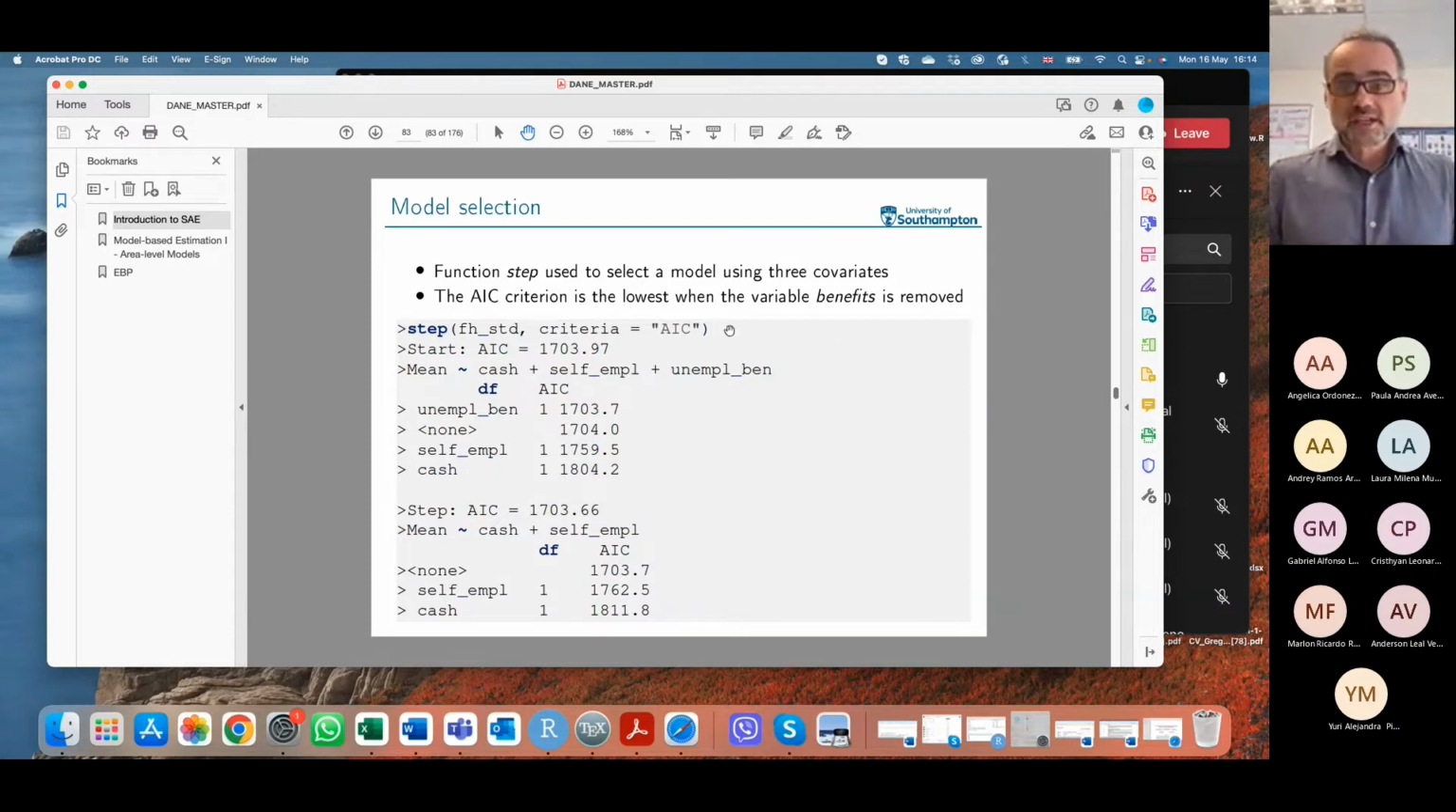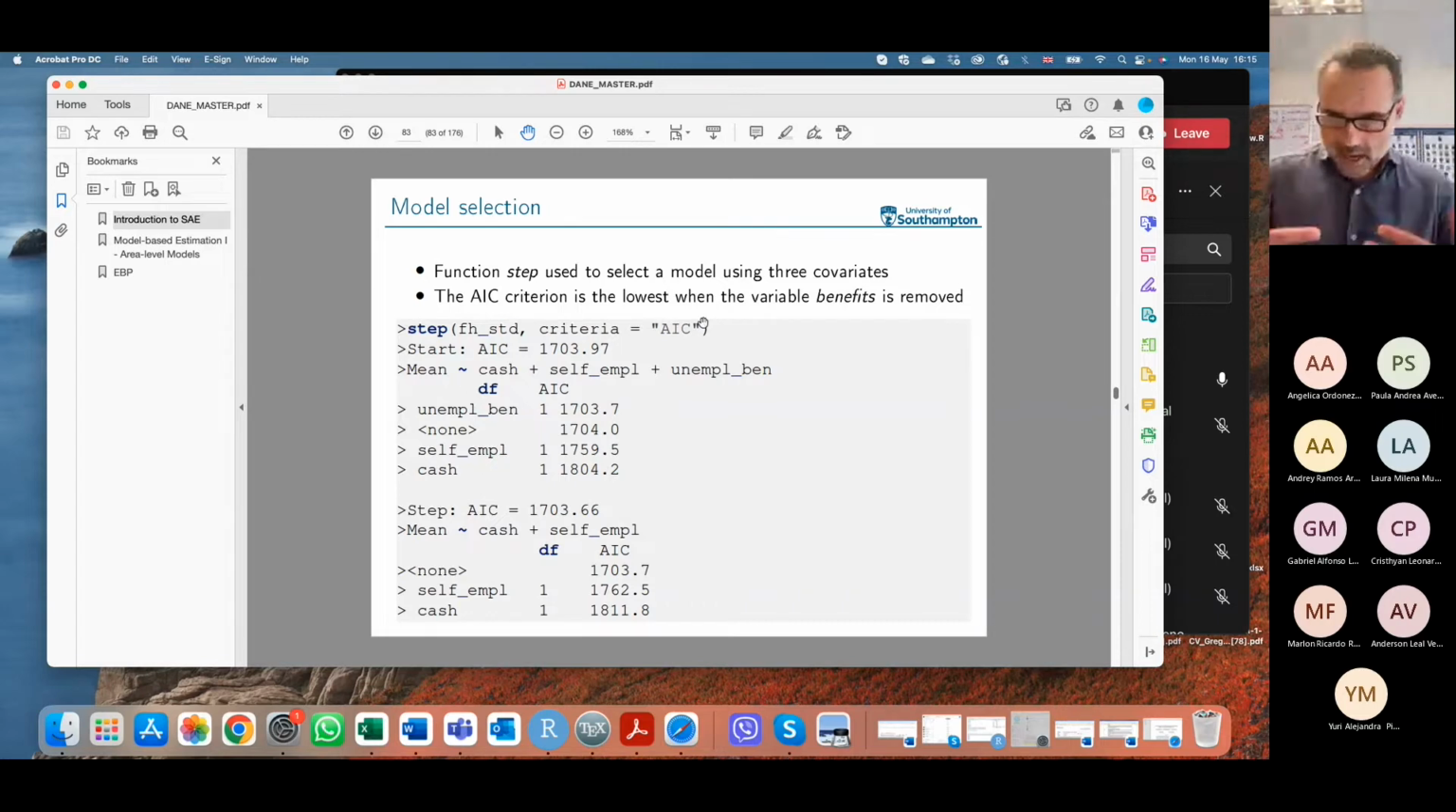Here we illustrate the use of model selection using 3 covariates. I'm starting with 3 covariates: a variable called cash, a variable called self-employment, and a variable called unemployment benefits. All of these 3 variables are hopefully predictive of the average equivalized income in regions in Austria. I'm using the function step, and I put in the Fay-Herriot object, and I'm going to do my model selection according to the AIC criterion.